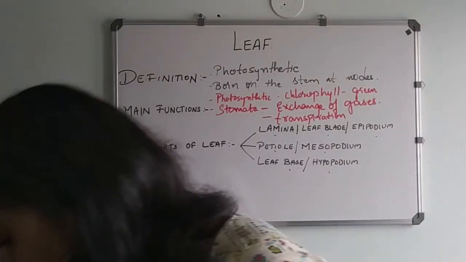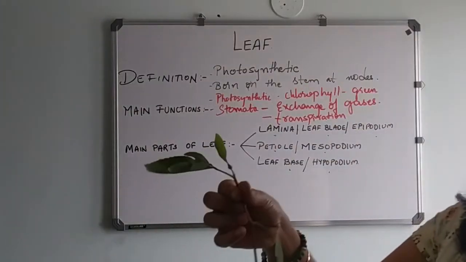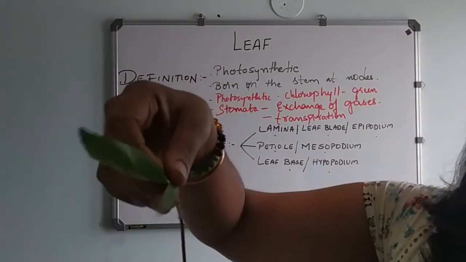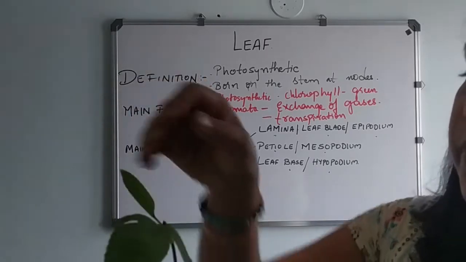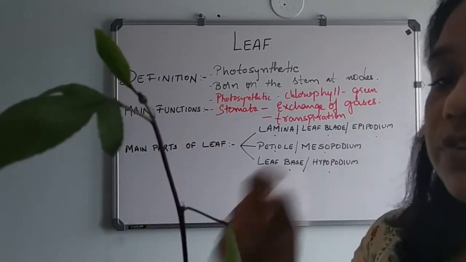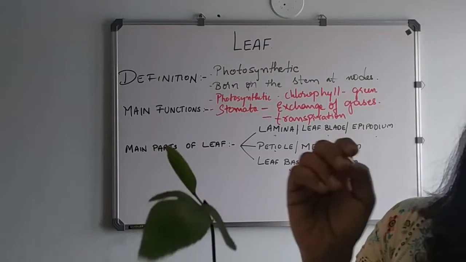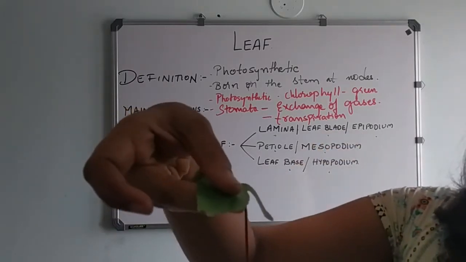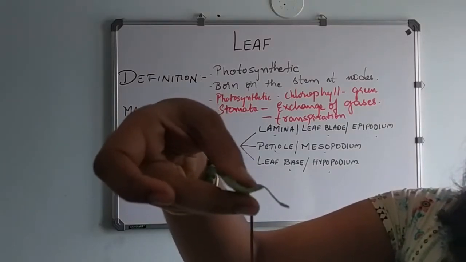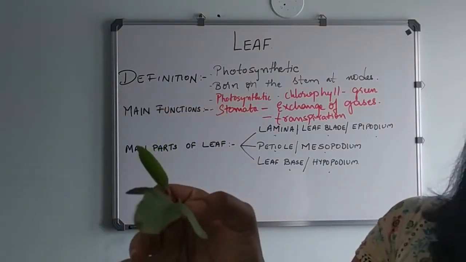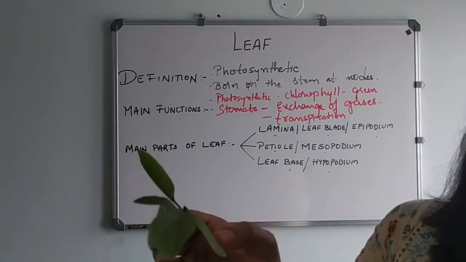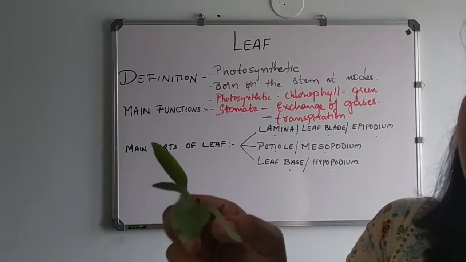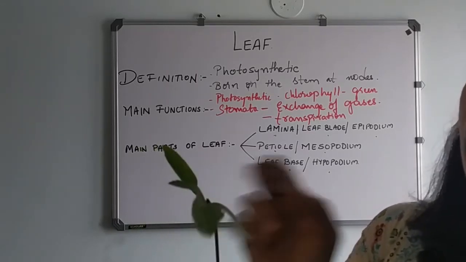Today in my class I am showing you a typical leaf. Now this is a typical leaf which I have collected. This is Hibiscus cannabinus. Here, please see students, this is the base of the leaf. This is the leaf lamina or the leaf blade or the epipodium. The stalk is the petiole, also called the mesopodium. The base is the leaf base, also called the hypopodium.